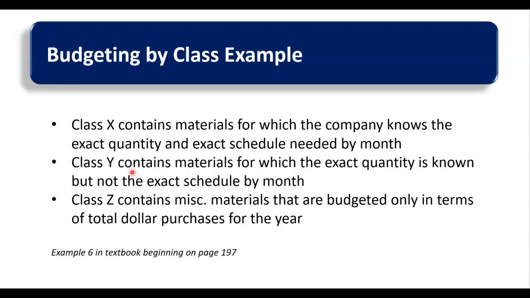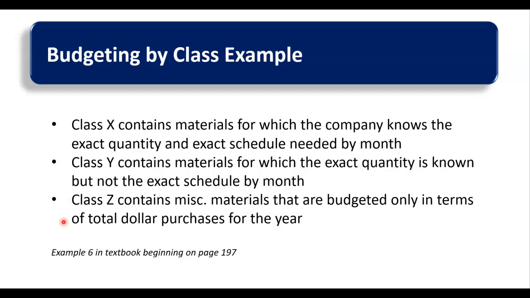Class Y are materials for which they know the quantity they're going to need, but they actually don't know the schedule by every month. Less significant materials, perhaps, that they don't have a detailed production schedule for. So we're going to have some way of breaking that quantity down by month so we can prepare a raw materials budget by month. Class Z are those items that perhaps are a very insignificant part of the finished product.